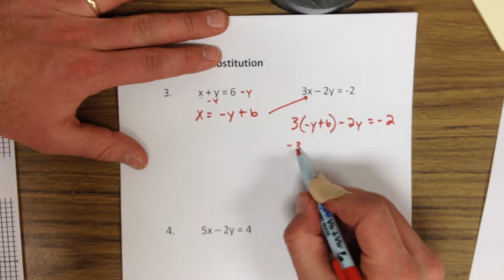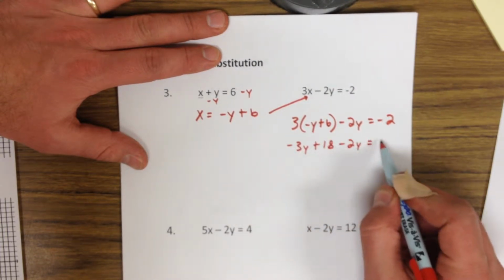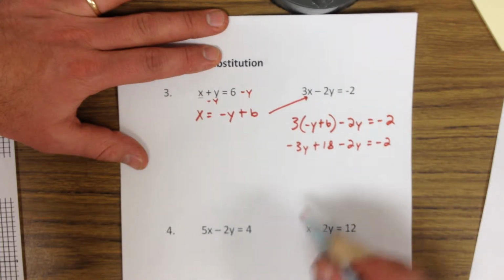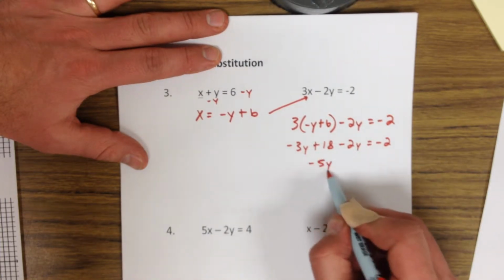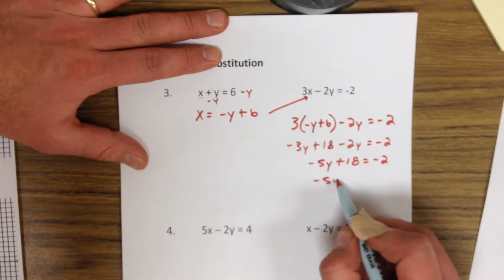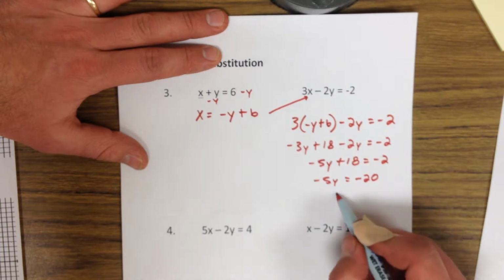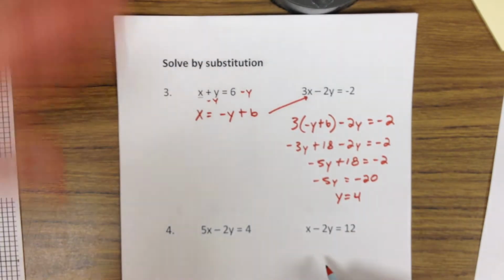So from there, I'm going to put those two together. I get negative 5y plus 18 equals negative 2. Subtract the 18 from both sides. You're going to get negative 20, so y is going to equal 4.